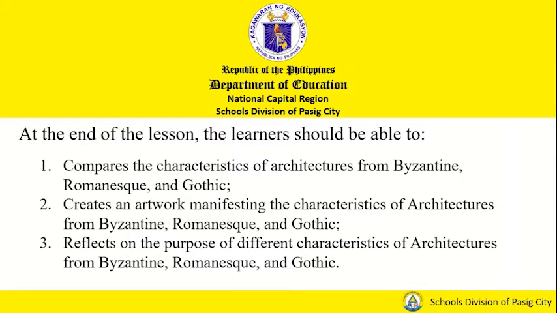So, today's objectives are: 1. Compare the characteristics of architectures from Byzantine, Romanesque, and Gothic. 2. Create an artwork manifesting the characteristics of architecture from Byzantine, Romanesque, and Gothic. 3. Reflect on the purpose of different characteristics of architectures from Byzantine, Romanesque, and Gothic.